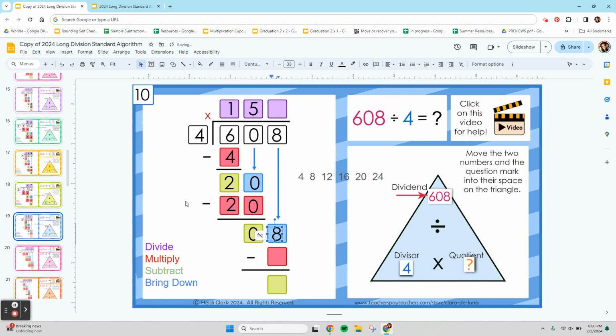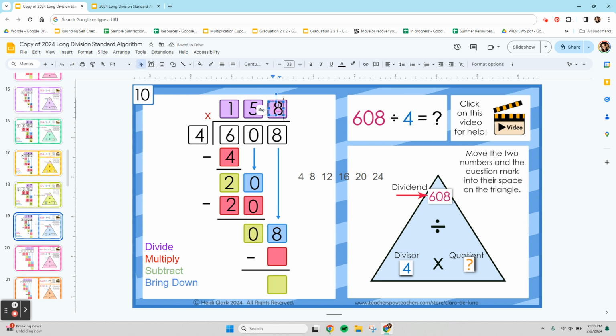Think to yourself, what is the next step? We're going to divide. And what are we dividing? Remember, the last thing you touched is always a clue. So we brought down the 8. So you're doing 8 divided by 4. How many times can 4 fit into 8? 2 times.